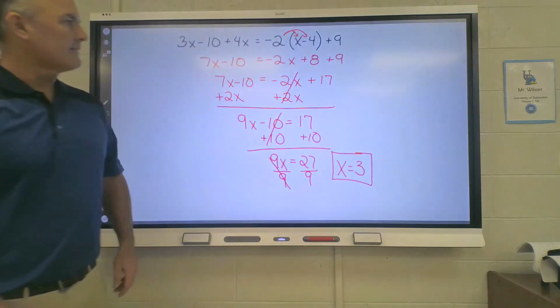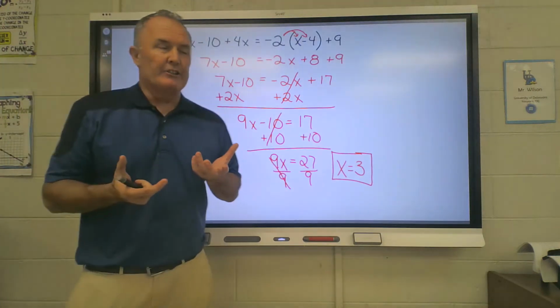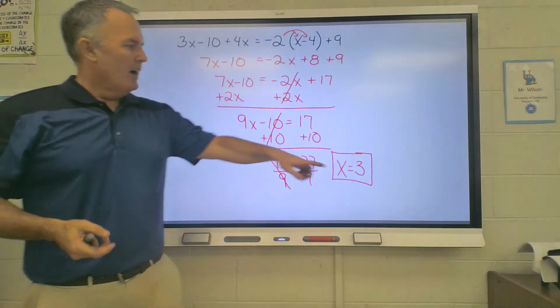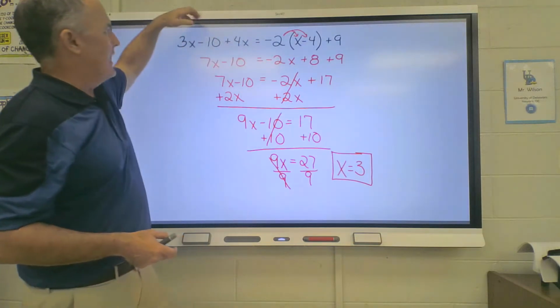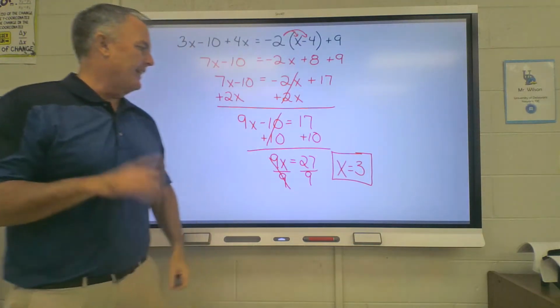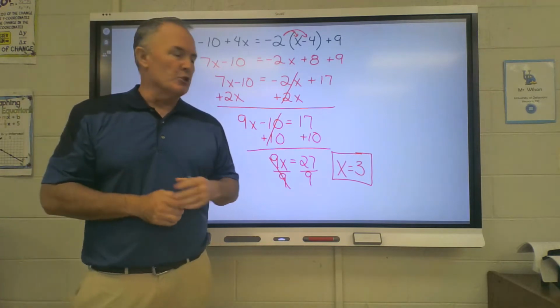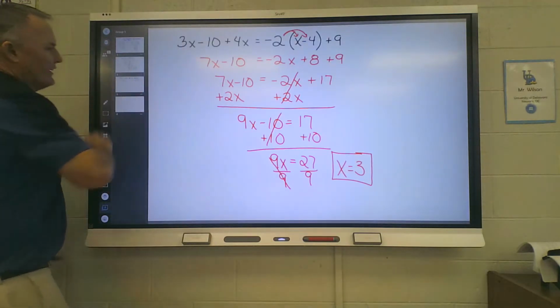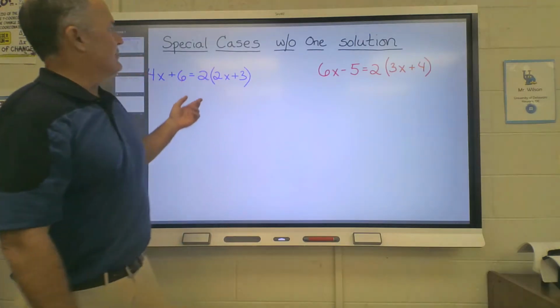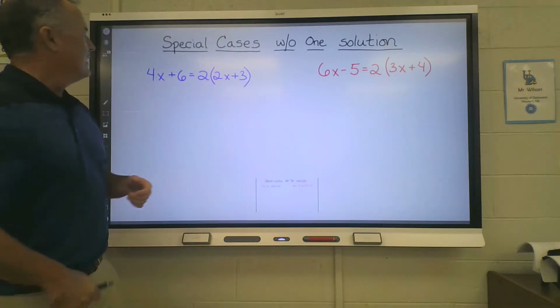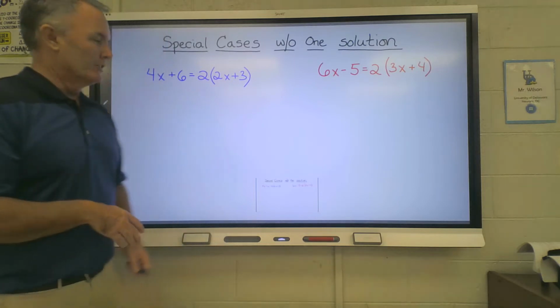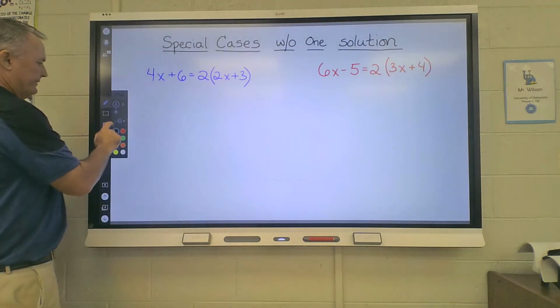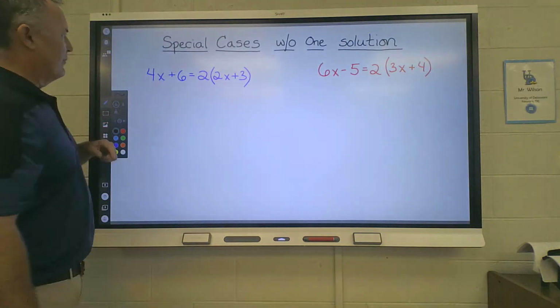So there we go. And don't forget, you can check your problem, especially if you're doing a test, by taking and plugging the 3 back into both sides, and both sides should balance out. Now, there are a couple of exceptions where you will not just get one solution. And this will definitely come up in your algebra class. So these are special cases where we just don't have one solution. Now let's see how they work.